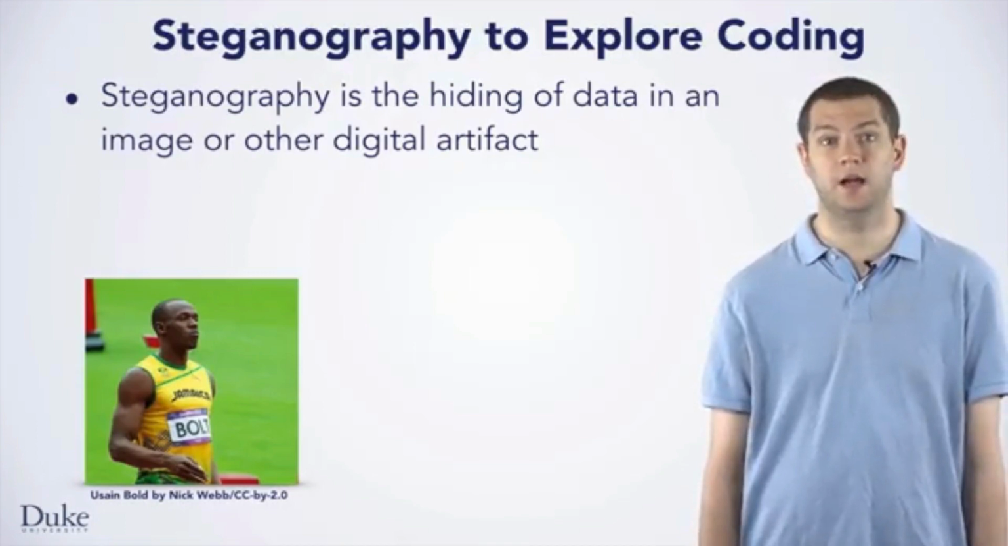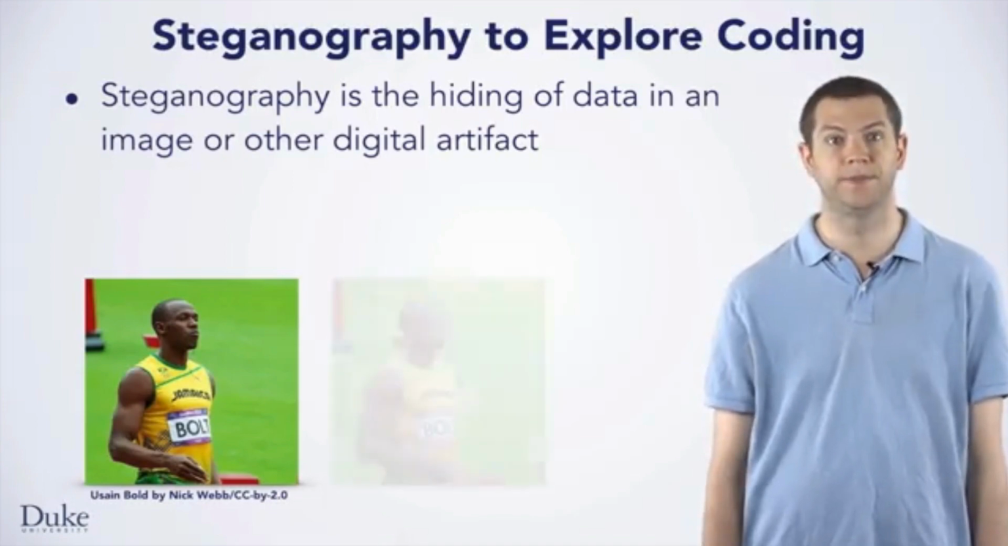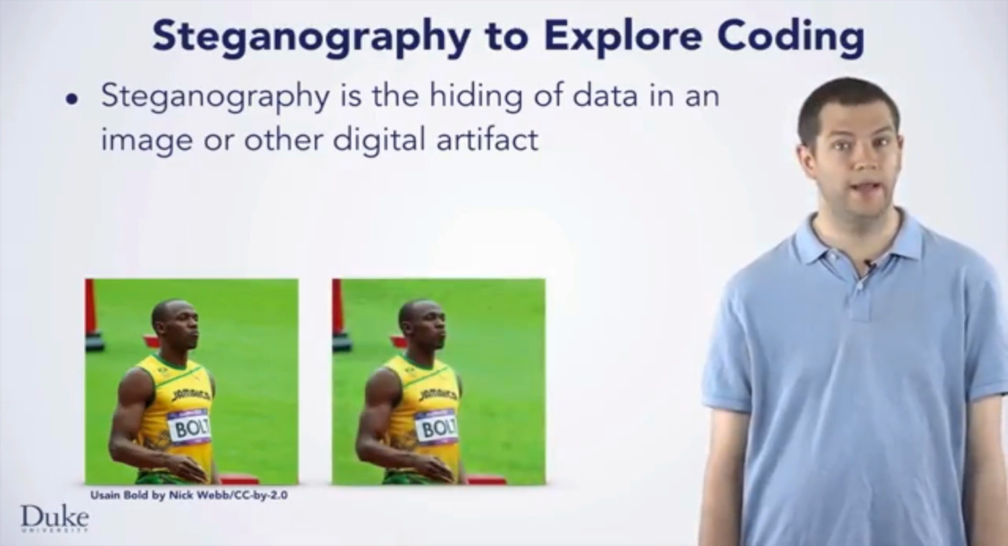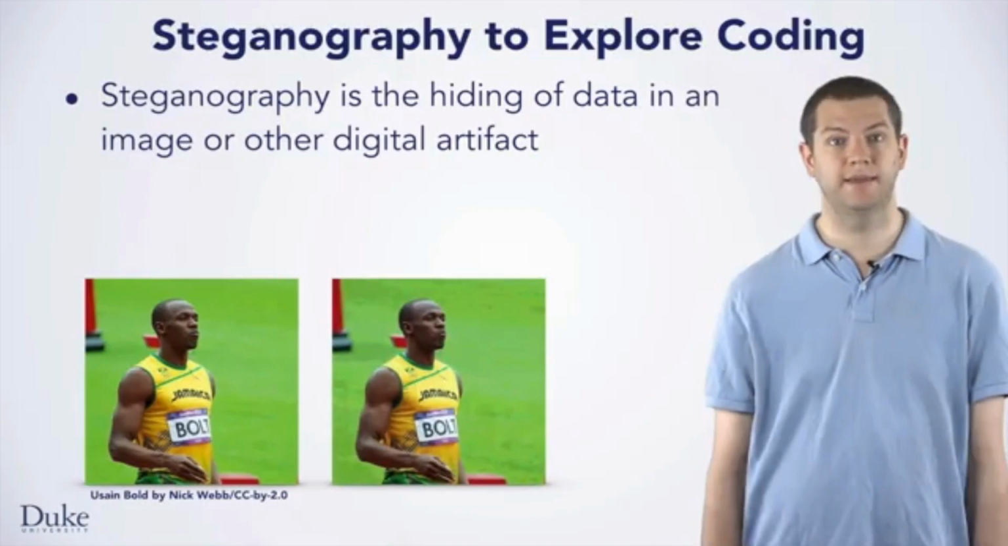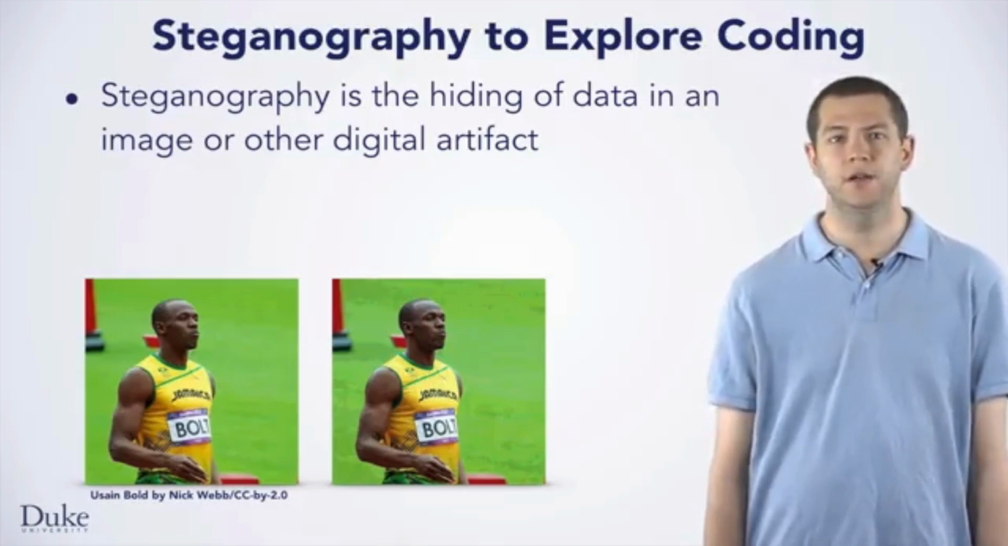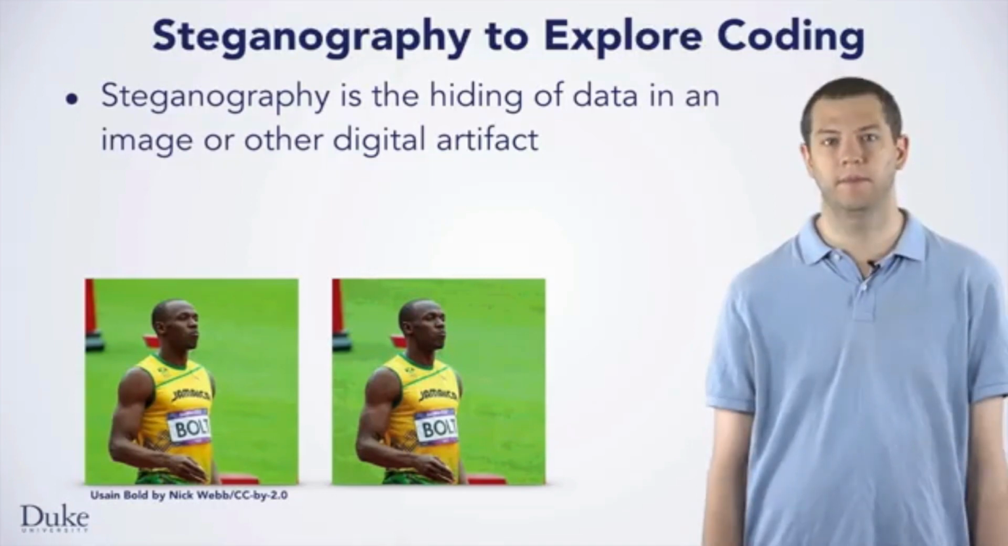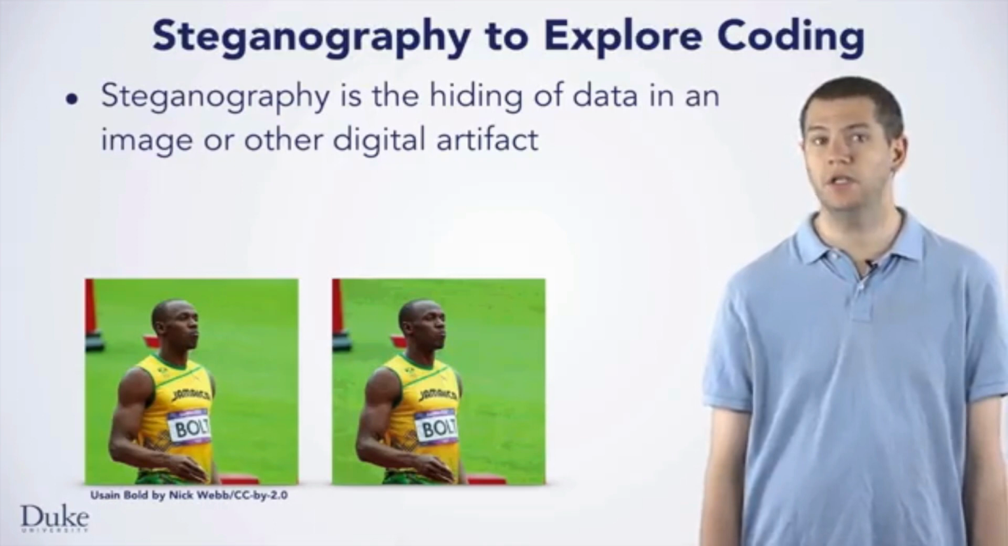The key to steganography is to hide the data in such a way that nobody can easily tell you have altered the original image. This image on the right is the result of hiding a secret message in the first image. Can you tell that it has been altered? If you look really closely, you can see some differences in the shading of the background. However, if you were to just look at this second image by itself, there is nothing suspicious. It just looks like a picture of Usain Bolt.